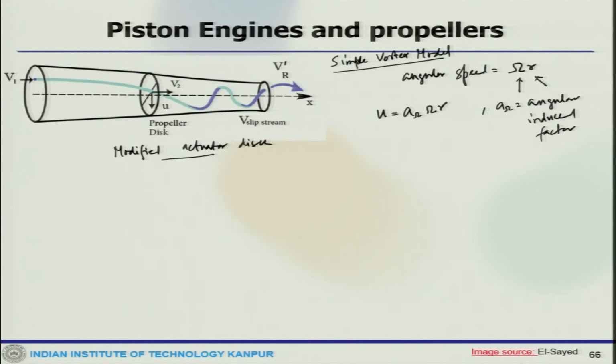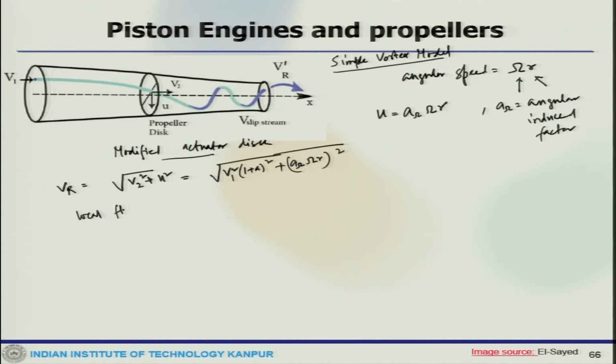So, the local flow velocity just downstream of the propeller can be estimated, which is like, let us say, V r, which equals V2 square plus u square, which will be V1 square (1 plus a) square plus a omega omega r square, square root of that.